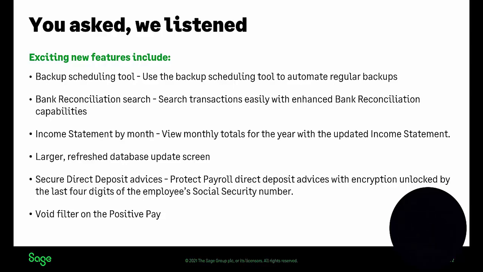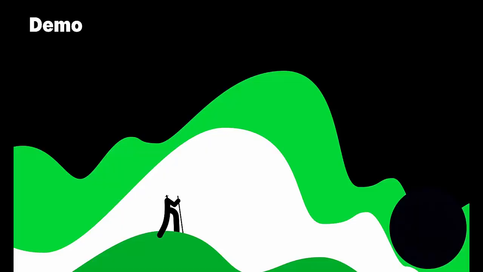We are going to secure your direct deposit advices. So you're going to protect those payroll direct deposit advices by encrypting the PDF that's attached to the email when you email them to an employee. And the only way that they can be unlocked is with the last 4 digits of the employee's social security number. The positive pay report is now going to have a filter to allow it to include voided transactions. Let's do a quick demonstration of each of these features.